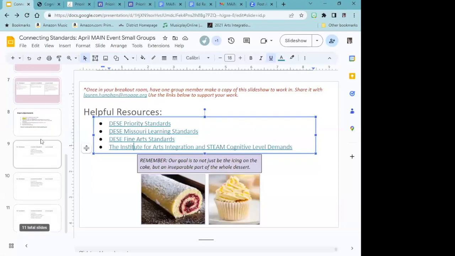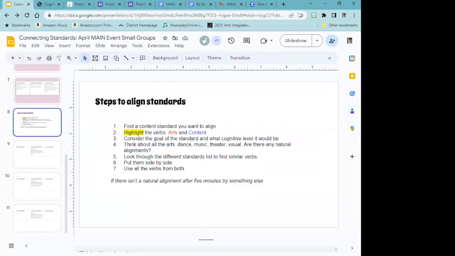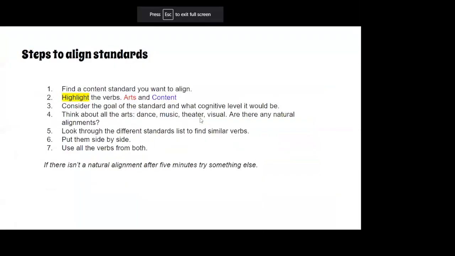So if we go back to that list again, you think about what arts you want to look at, what art area you want to do, whether it be dance, music, theater, visual, and is there a natural alignment? I know as a musician, I'm going to lean towards music and maybe more of the performing arts. And I know Steve is a visual arts person, so he's definitely going to lean towards visual arts.